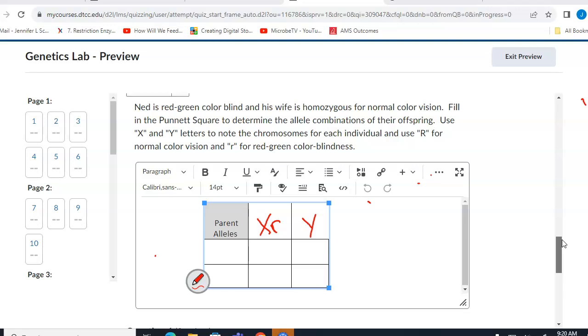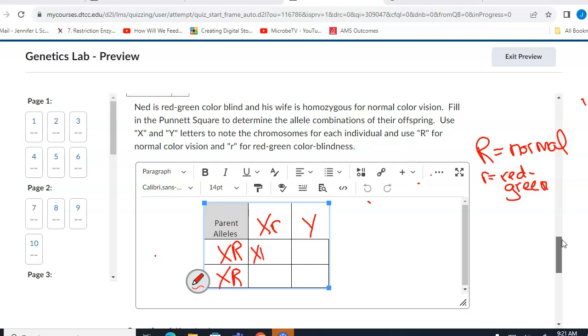And now we are saying his wife. So we're going to place his wife along the other side of the Punnett square. She is homozygous for normal color vision, right? Little r, remember, was for red-green color blindness, and we're using the big R for normal vision. So she is homozygous for normal color vision. Homozygous means you have two alleles that are the same. In this case, it's the same for normal color vision. So that would be her genotype.